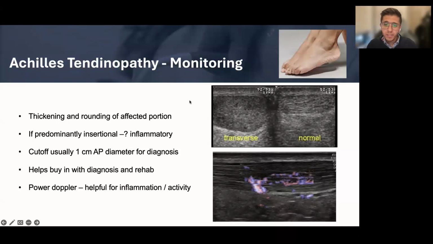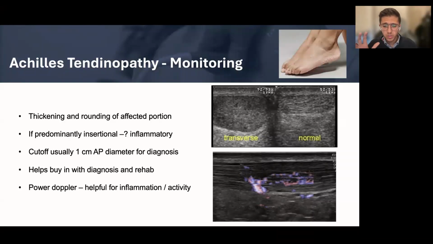One thing to remember: if you see on ultrasound that your Achilles tendinopathy is predominantly insertional, with a lot of neovascularity, think about enthesopathies, yeah? Inflammation at the insertion on the calcaneus really isn't typical of your classic mid-portion biomechanical Achilles tendinopathy, and you should think about whether there's something broader going on here with inflammatory arthritis, particularly your seronegative spondyloarthritis.